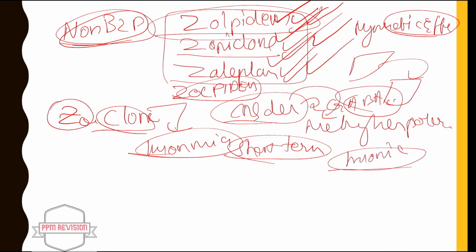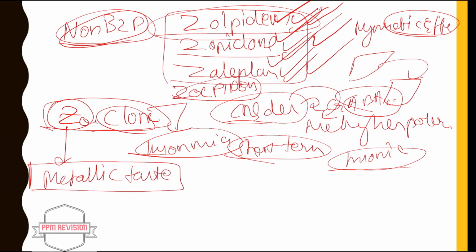and produces normal sleep like benzodiazepine, and the side effects you can tell are the same. In case of zopiclone, the side effect you can see is metallic taste. This needs to be known. So in case of zopiclone, you get a metallic taste. Imagine a clown carrying a metal, so you have a metallic taste.